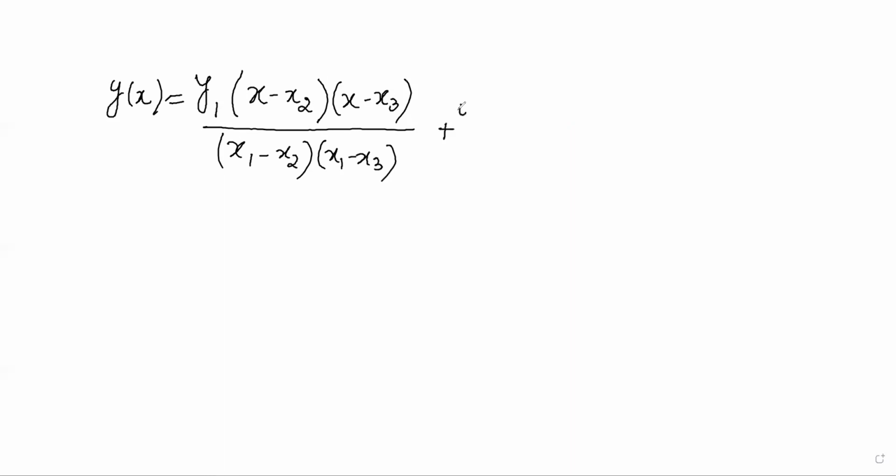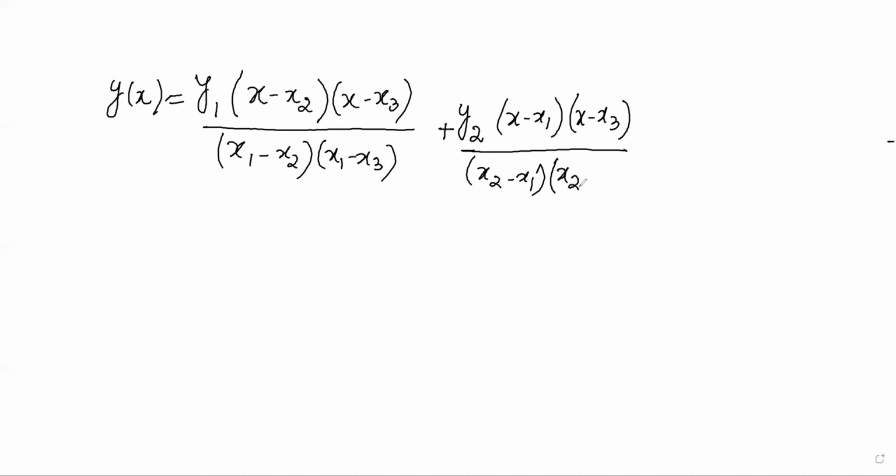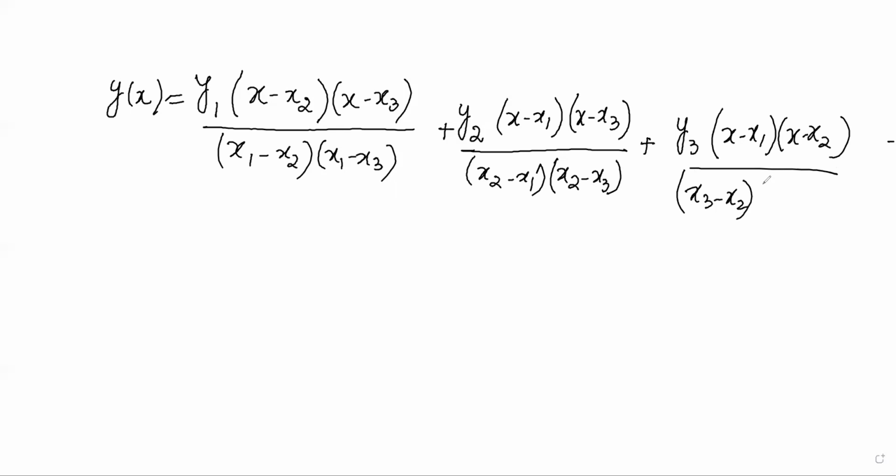plus y2 multiplied by x minus x1 into x minus x3 divided by x2 minus x1 into x2 minus x3, plus y3 multiplied by x minus x1 into x minus x2 divided by x3 minus x2 into x3 minus x1.